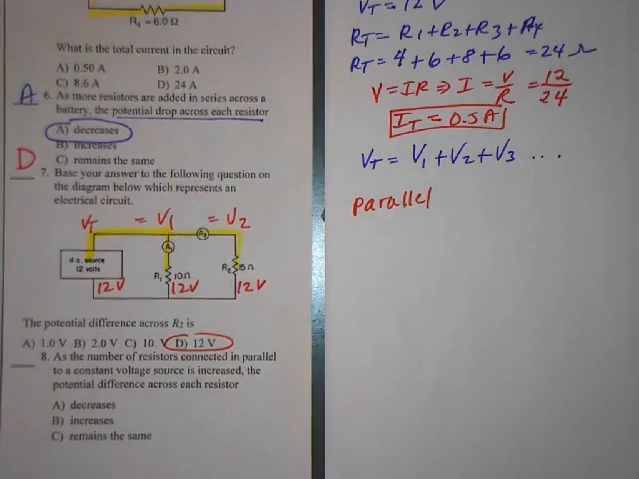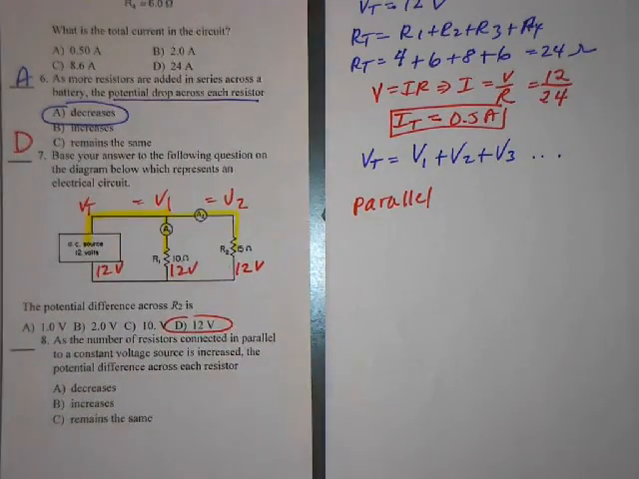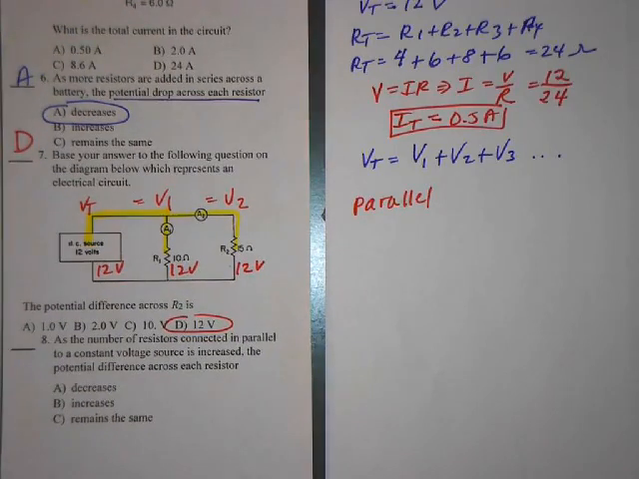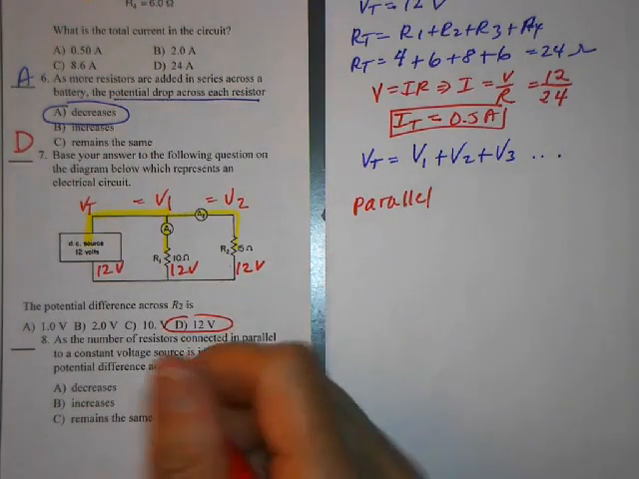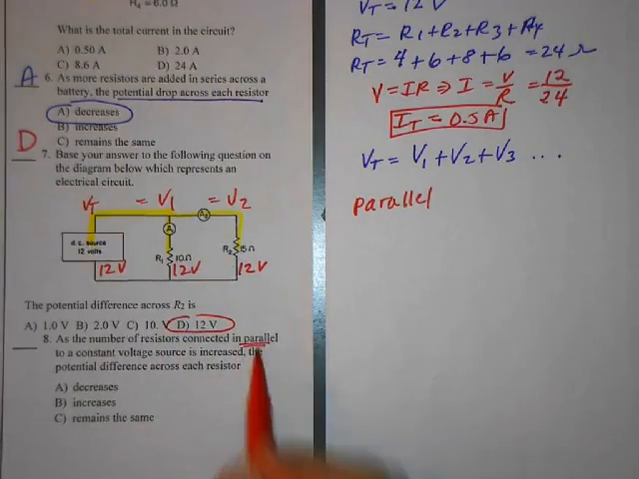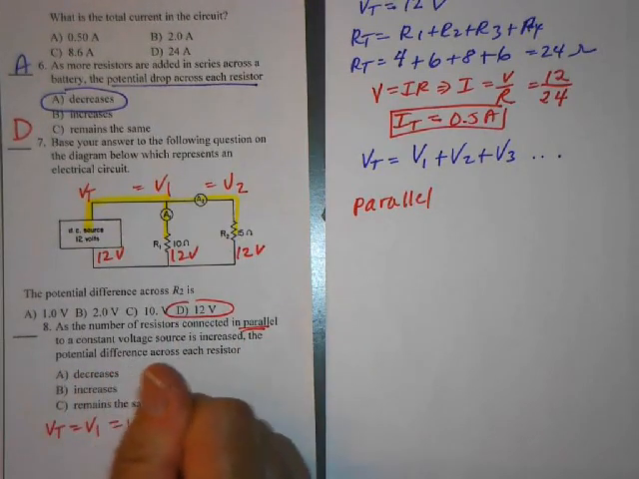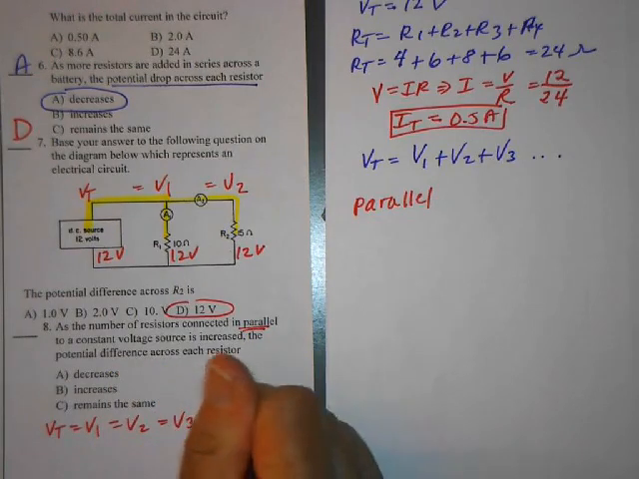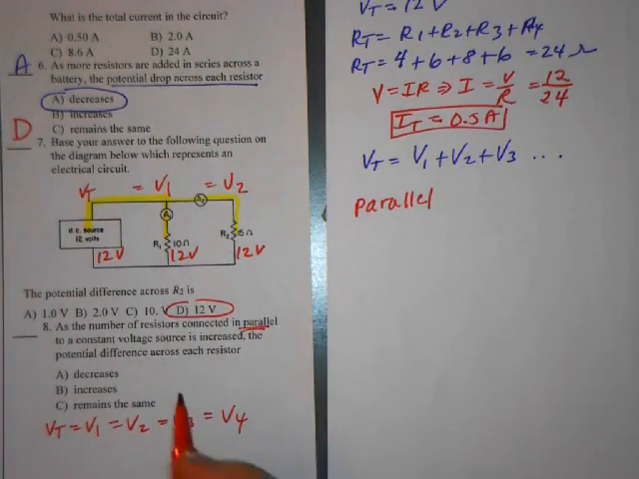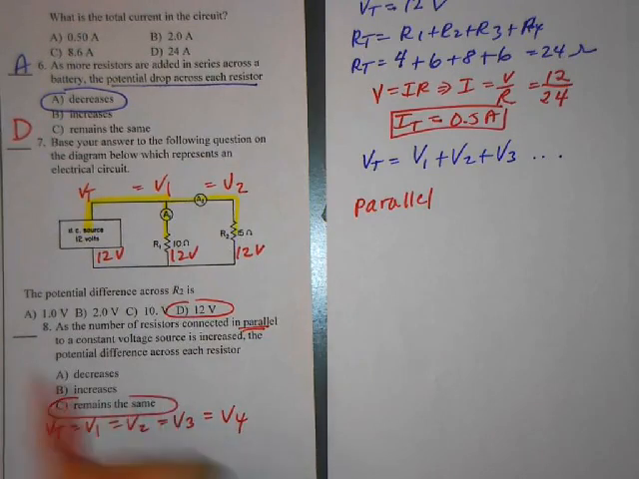All right, number 8. As the number of resistors connected in parallel to a constant voltage source is increased, the potential difference. So remember that in parallel, again, this is parallel. In parallel, VT is equal to V1 is equal to V2 is equal to V3 is equal to V4. So what's going to happen? It's going to remain the same.